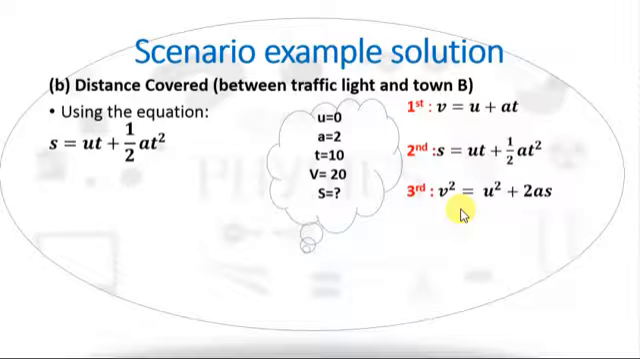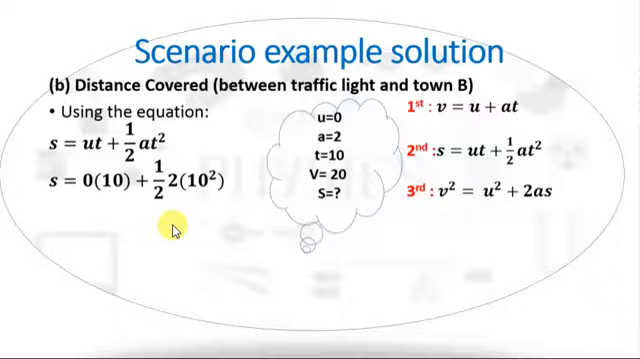So using the second equation, when I substitute in the values, U was 0, T was 10, acceleration was 2, T was 10. When I simplify, 0 times 10 is 0, a half times 2 is 1, 10 squared is 100, so it is 1 times 100, which gives us 100 meters, meaning the distance between the traffic light and town B was 100 meters.